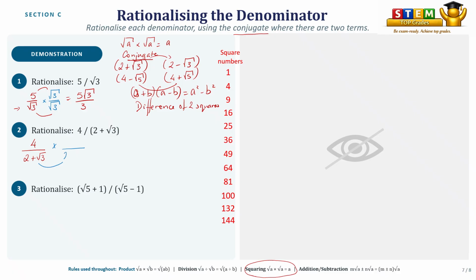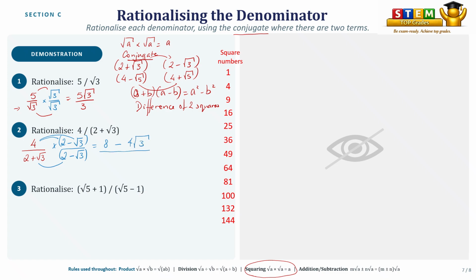And this is going to be written as 2, and remember, we swap the sign, minus root 3. And the numerator will be just identical to the denominator. Let's dress that up with brackets. And now let's do the multiplication. So 4 times 2, which is 8. 4 times negative root 3, which is negative 4 root 3.